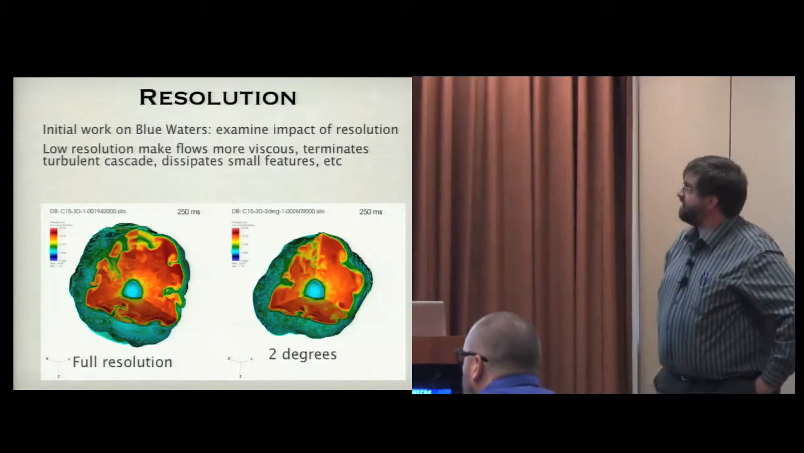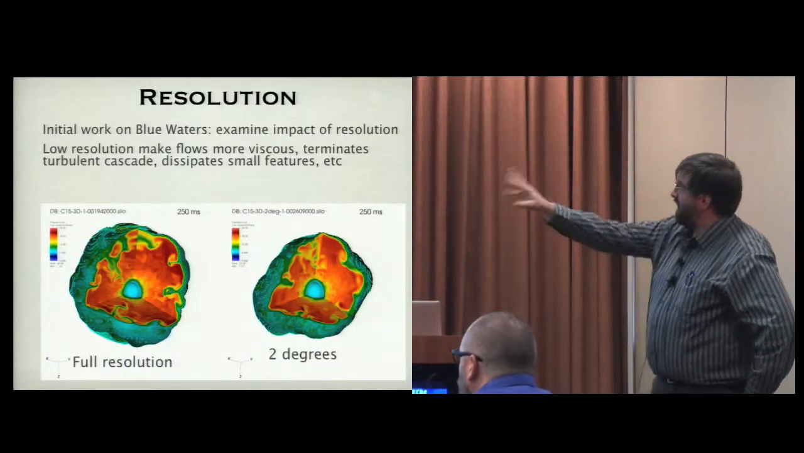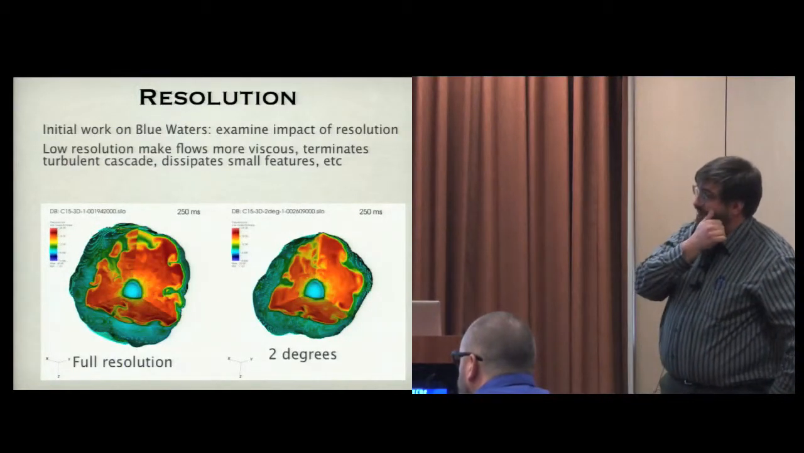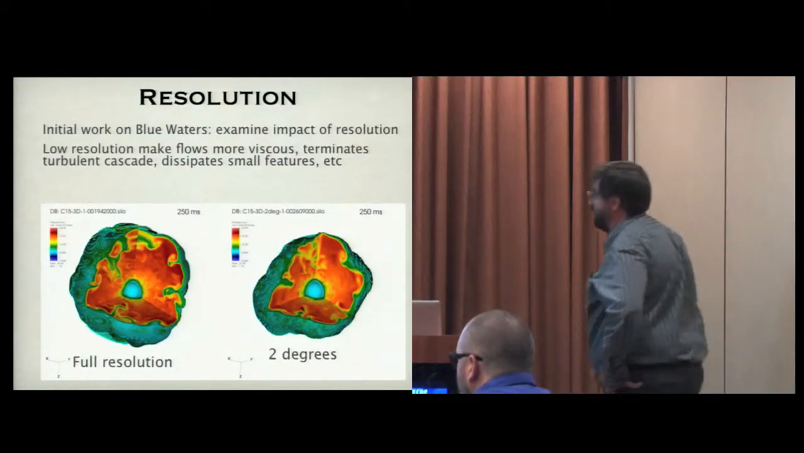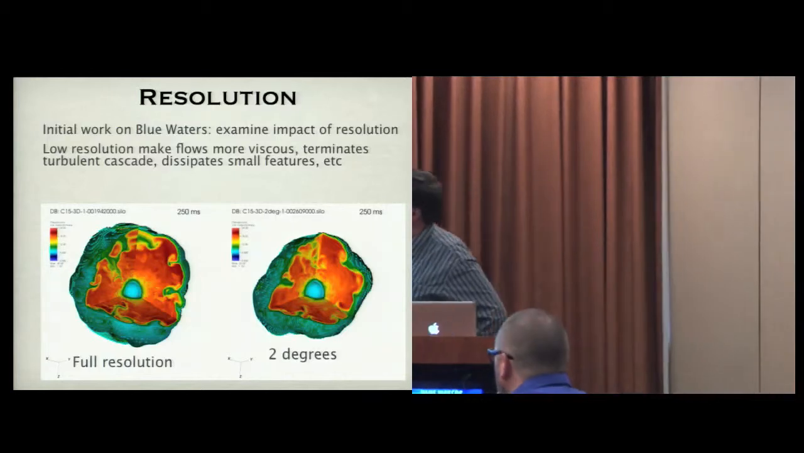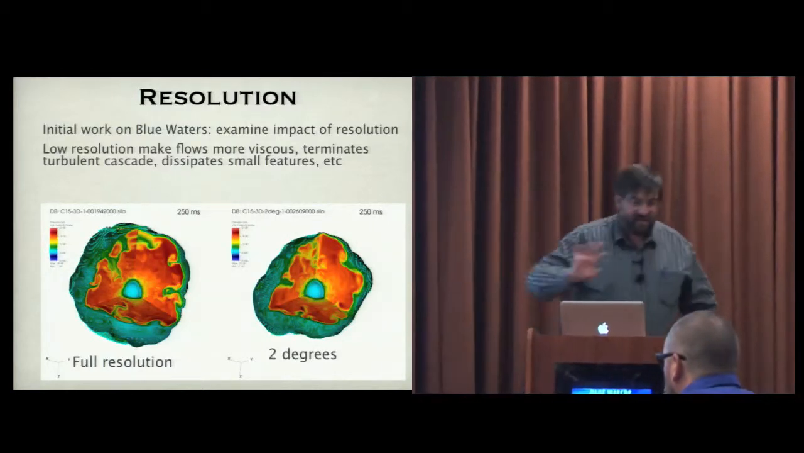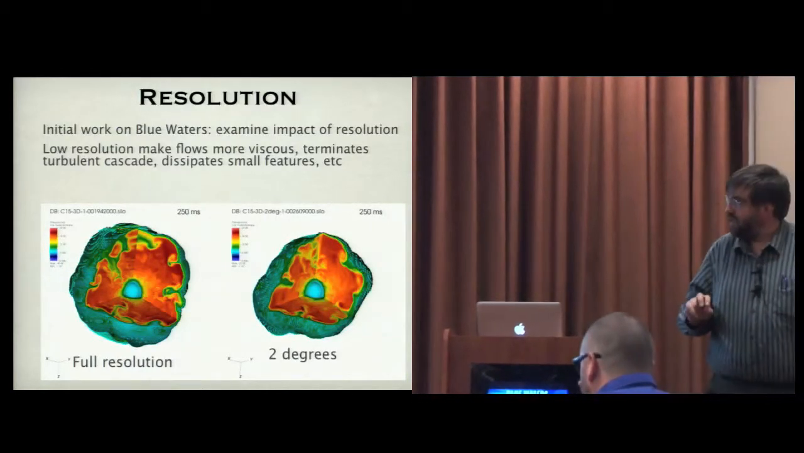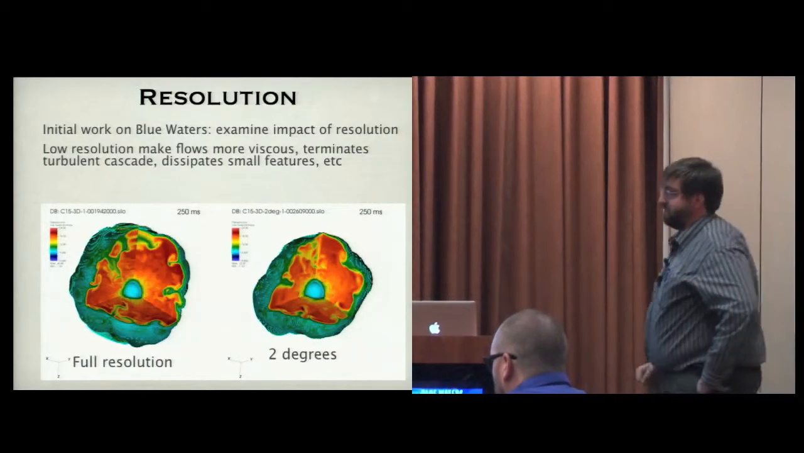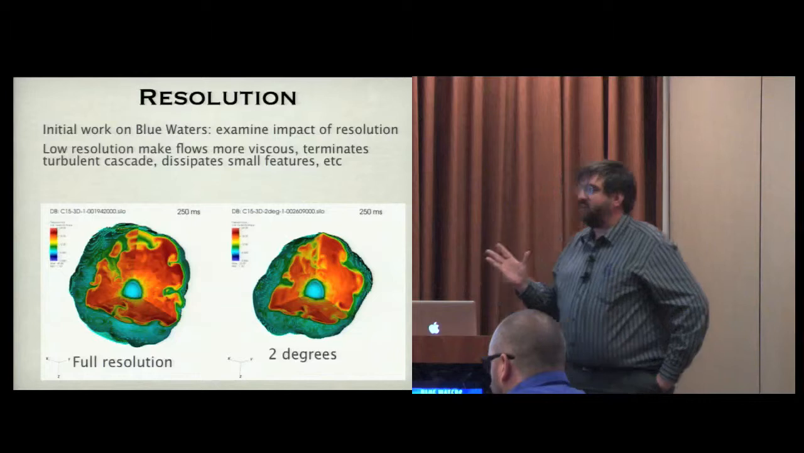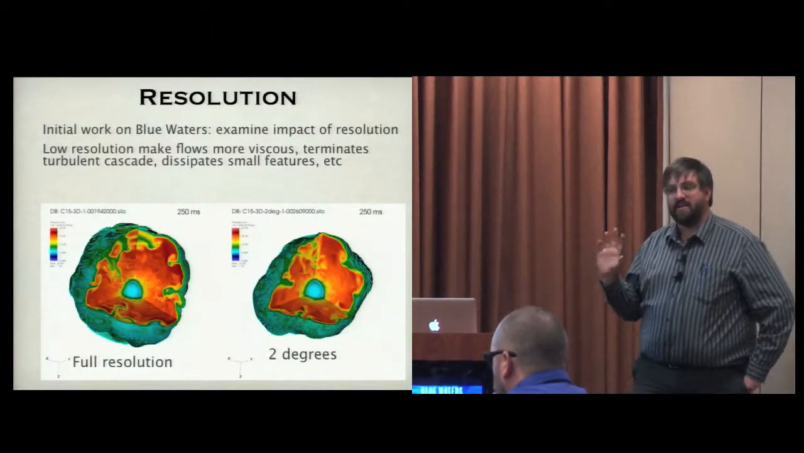So on the left, I have an image slice out of that same 3D model at 250 milliseconds before the explosion starts. And on the right, I have one with just a straight up standard 2-degree grid. In this one, we only have 90 zones from pole to pole, so it's half as many zones. At this point, I can't really say that there's a significant difference between the two.